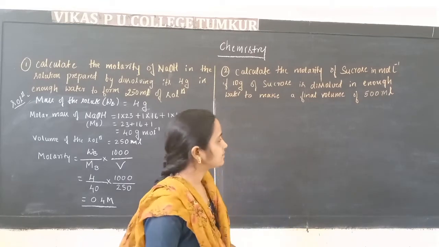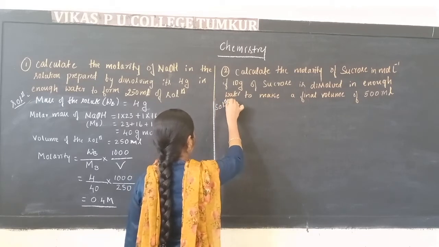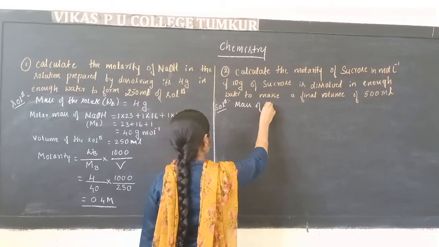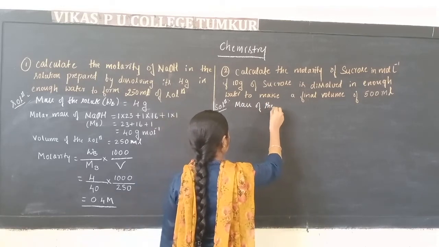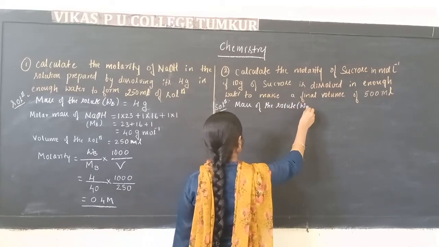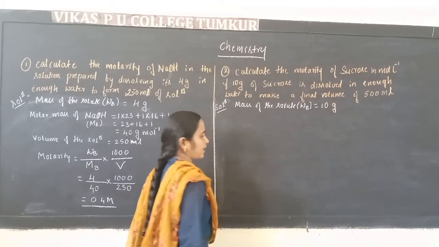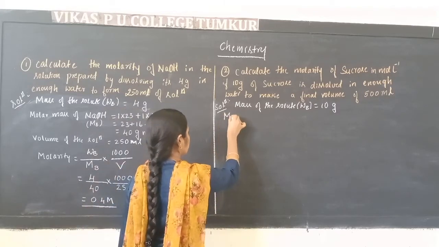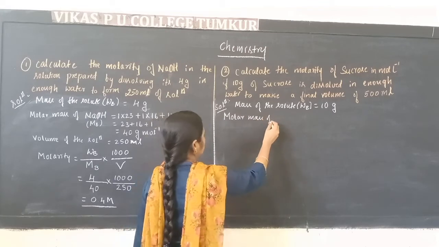First we will write what is given. Mass of solute, that is WB, is equal to how much? 10 gram is given. Then the molar mass of sucrose.